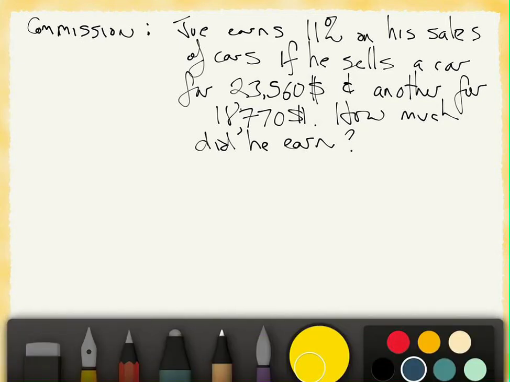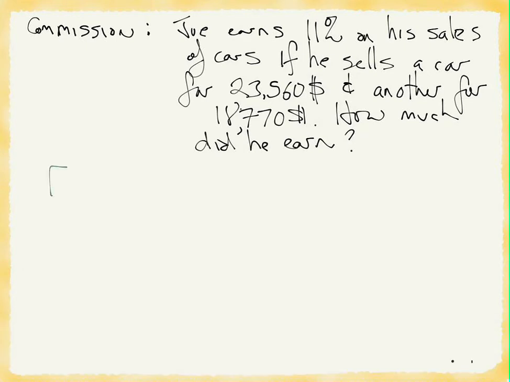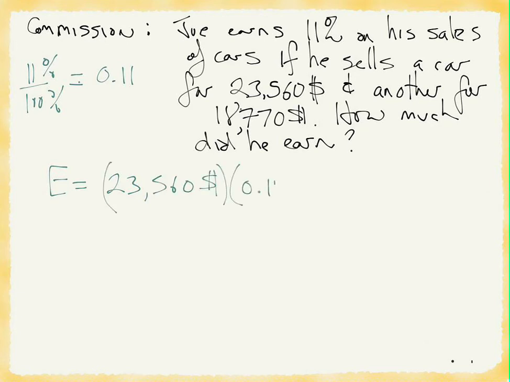So again, we can use E here. And we know that 11% as a decimal, as we take 11 divided by 100%, gives us 0.11. And this is what we can do math with. So we're going to take his two cars, $23,560, times 0.11, and add it to the same as if we did his other car, 18,770. Again, times by the same 11%, 0.11. Get out our trusty calculator.